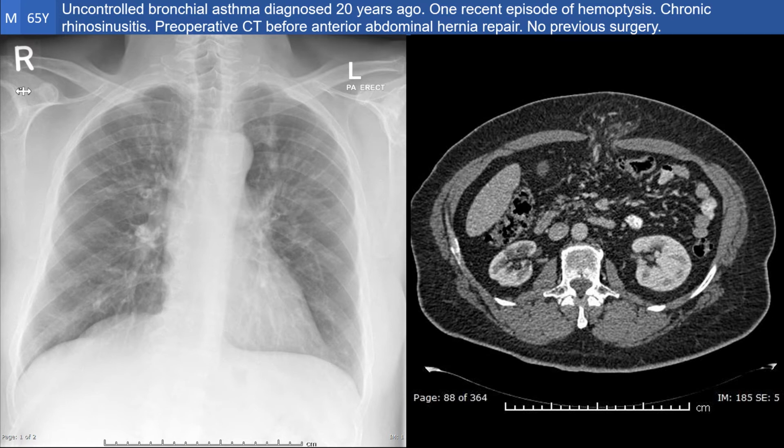The present case is a case of uncontrolled bronchial asthma diagnosed 20 years ago. There has been one recent episode of hemoptysis. There has been chronic rhinosinusitis. The chest X-ray and the preoperative CT have been done before anterior abdominal hernial repair. There has been no previous surgery.